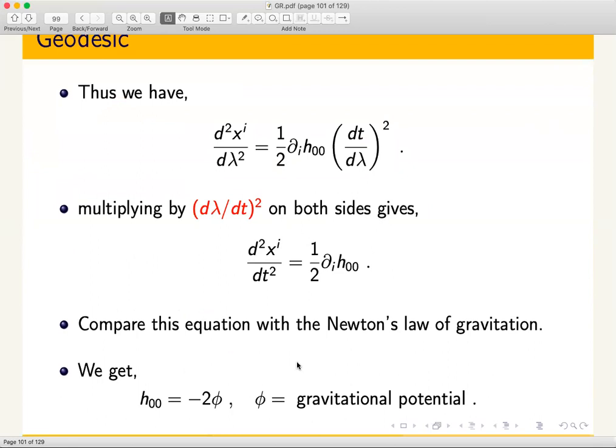Newton's law of gravitation. Okay, so Newton's law says that the acceleration due to gravity is related to the gradient of the gravitational potential. And of course, the relation between the acceleration and the gradient has a negative sign, because force is equal to the negative of the gradient of the gravitational potential. So therefore, we want a negative sign here, with respect to the gravitational potential, so you identify H00 to be minus 2 times the gravitational potential. The factor of 2 is of course just to soak up this half.